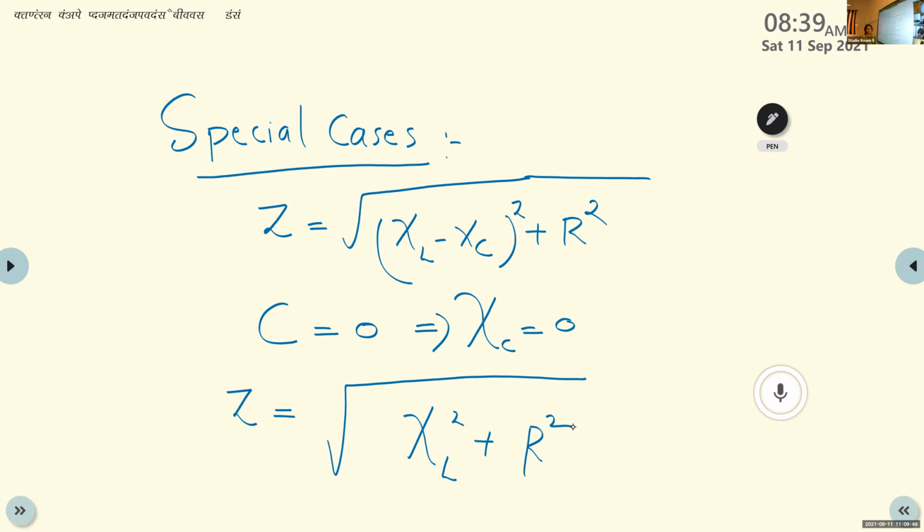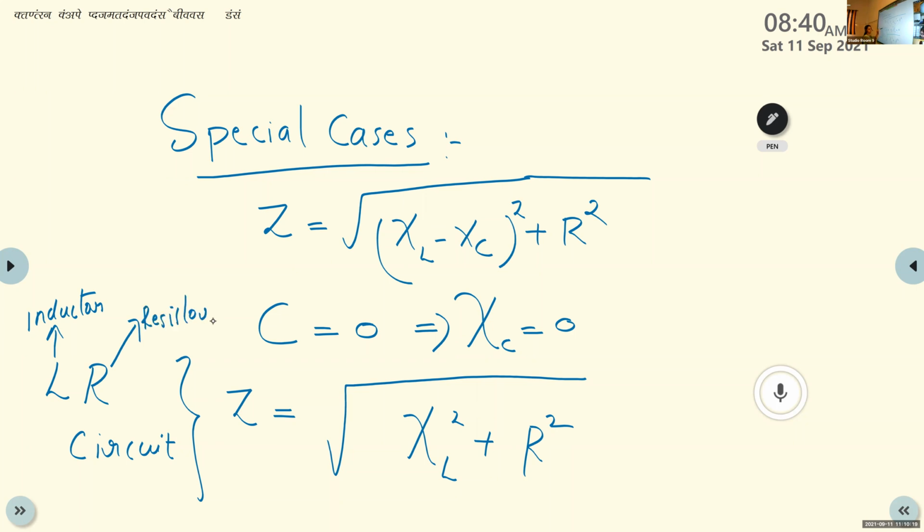Or we can call such a circuit an LR circuit, because here the capacitor is not present. So this is the impedance equation for LR circuit. Here there is no capacitor, so the equation for impedance becomes Z is equal to root of chi L square plus R square. L for inductor and R for resistor. So the circuit which consists of only the inductor and resistor, we can call it an LR circuit. It doesn't contain the capacitor.